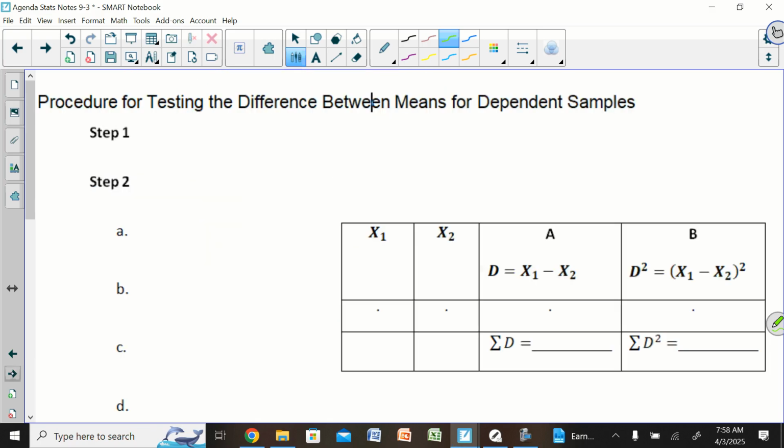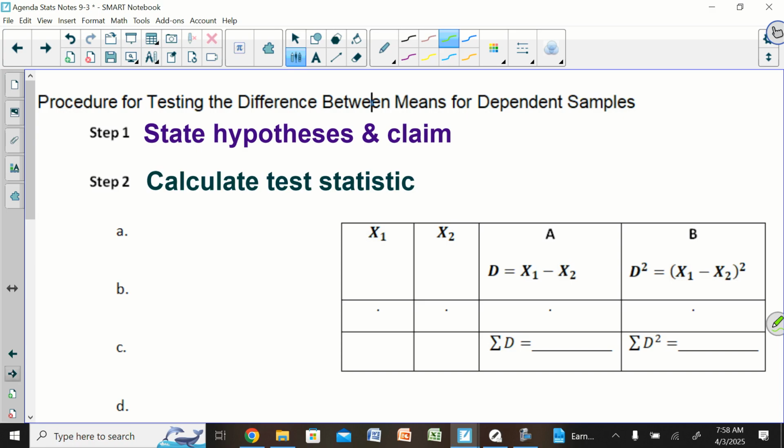All right, so let's go through the steps. I know that you know them, but step 2, finding the test statistic, is a little bit more lengthy. So step 1, we know, state our hypotheses and our claim. Remember, H sub 0 is mu sub d equals 0. And then we have to decide, is it right, left, or two-tailed? Step 2, to find our t-test statistic, we are going to make a table. It doesn't have to be fancy.